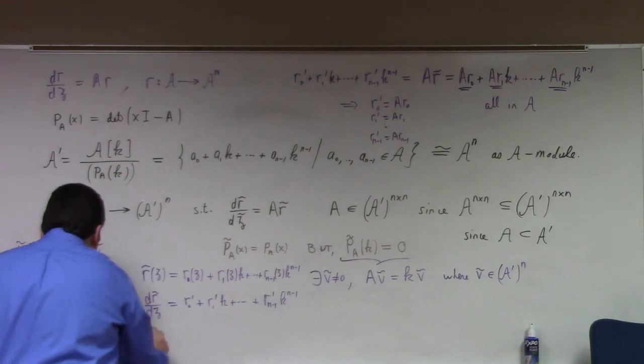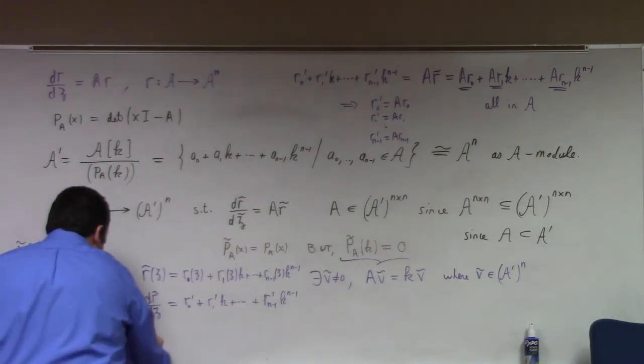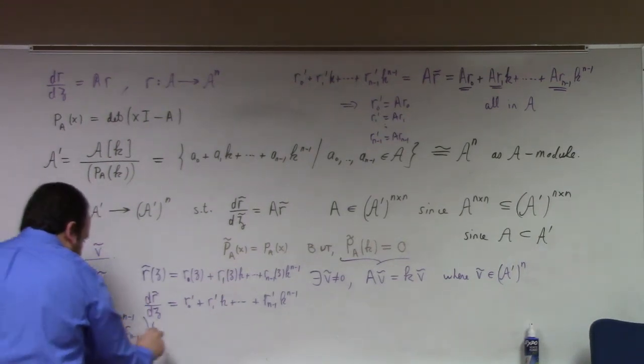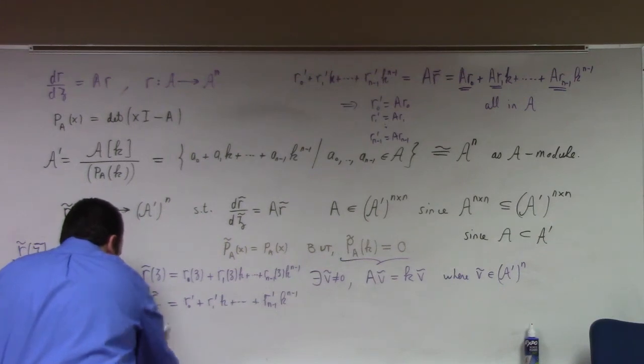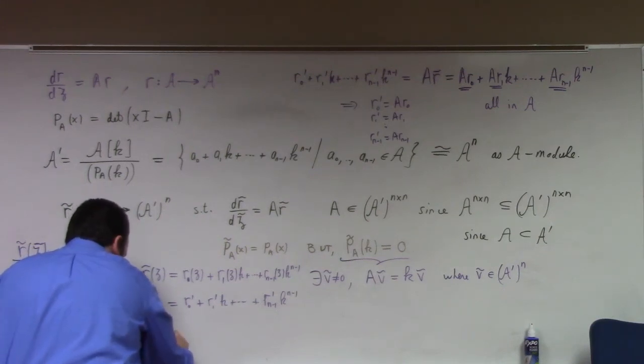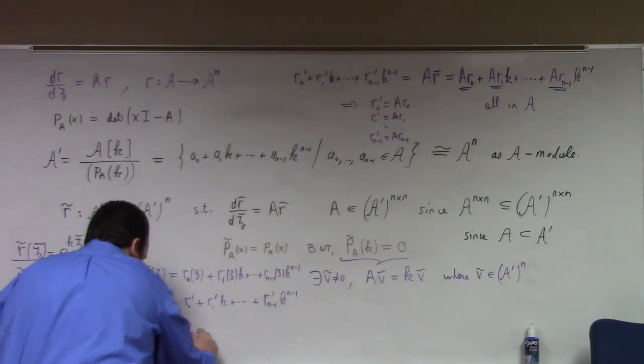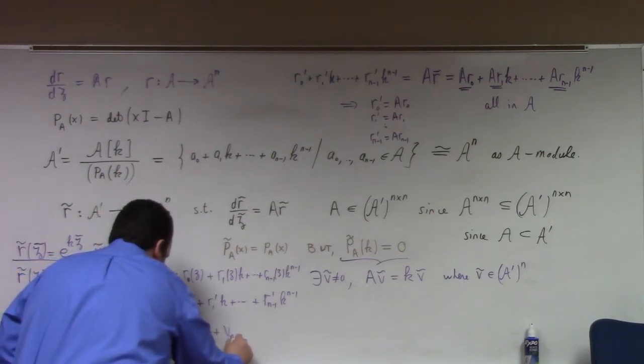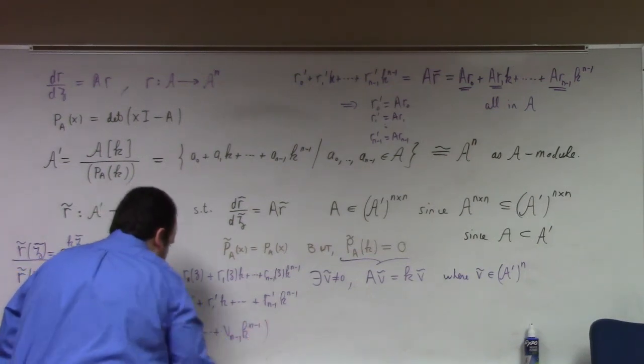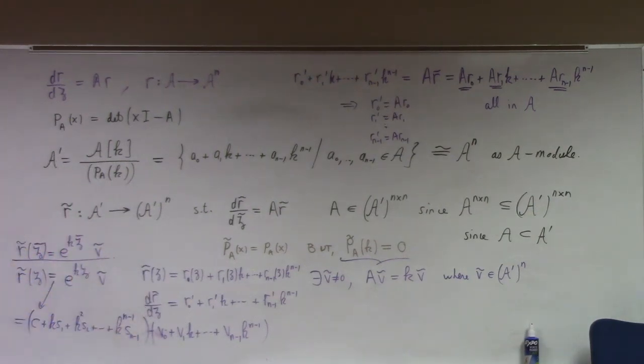And that times your v tilde. V tilde has the form, let's say v naught plus v1 k plus v n minus 1 k to the n minus 1, like that. And then all you got to do is multiply it out and collect coefficients of like powers of k. Those are your extension solutions.